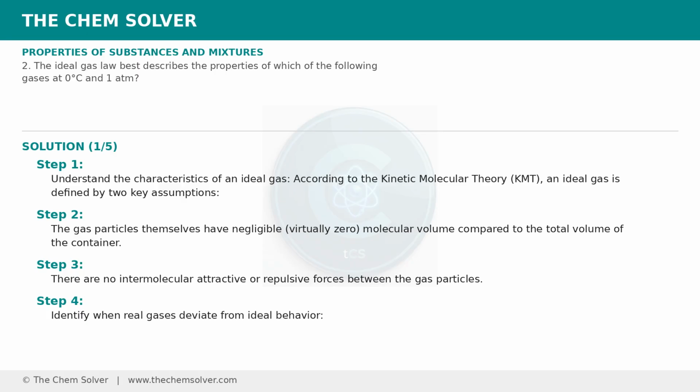Understand the characteristics of an ideal gas. According to the kinetic molecular theory, KMT, an ideal gas is defined by two key assumptions. The gas particles themselves have negligible, virtually zero, molecular volume compared to the total volume of the container. There are no intermolecular attractive or repulsive forces between the gas particles.